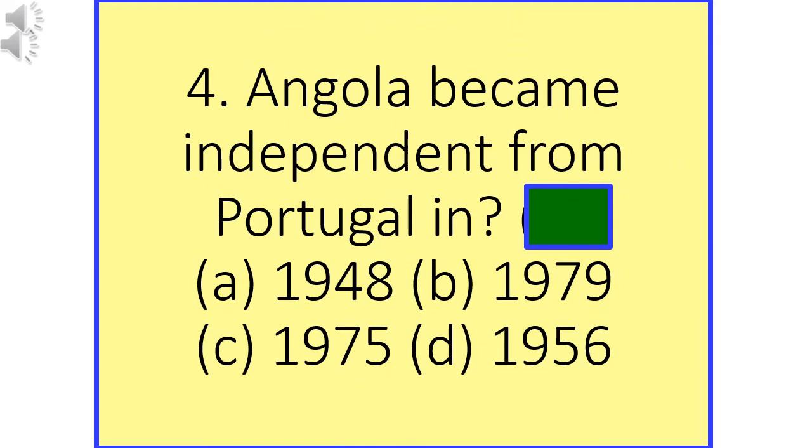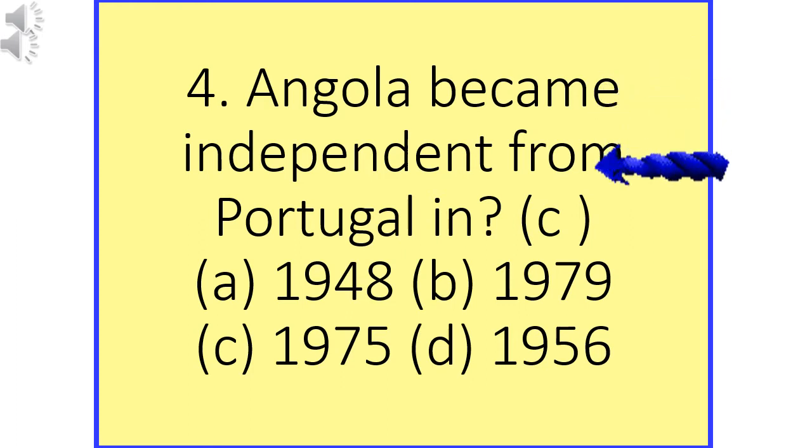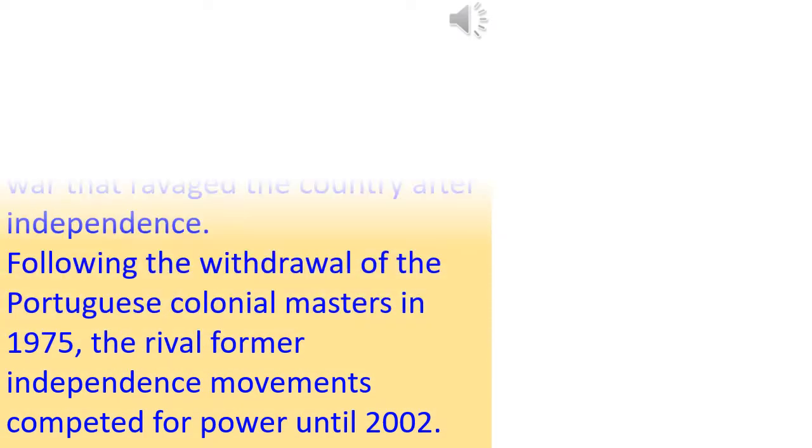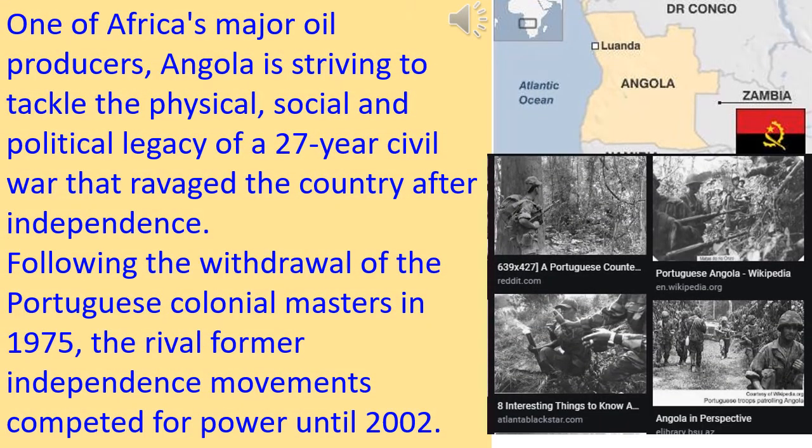Angola became independent from Portugal in: A. 1948, B. 1979, C. 1975, D. 1956. The correct answer is C, 1975. Some useful information about Angola's independence, image, map and other images.